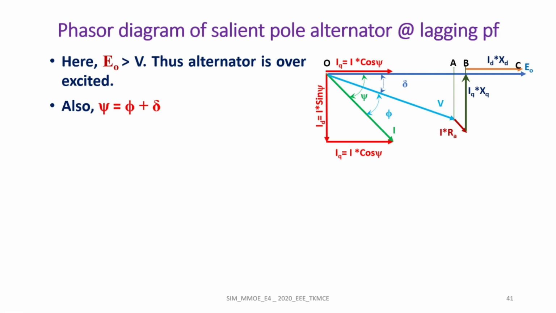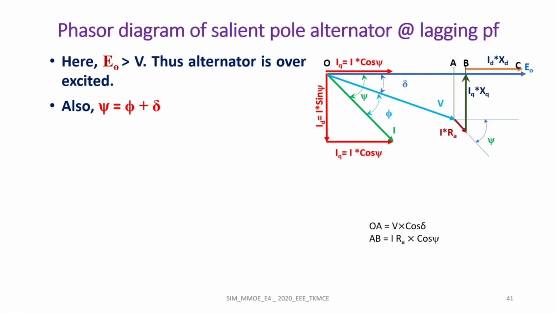When we are considering this right angle triangle, V is the hypotenuse, OA is the adjacent side, and the angle between these two is delta. Considering this, OA can be written as V cos delta. Then, in order to determine the value of AB, let's consider this small right angle triangle. This angle is psi and the hypotenuse is I into RA. So AB is its adjacent side. So what is AB? AB is equal to I into RA cos psi.